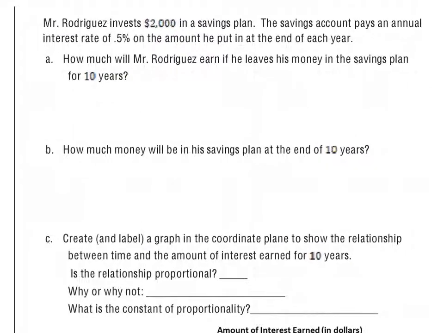And I'm going to kind of help guide you through this one a little bit more step by step. It says Mr. Rodriguez invests $2,000 in a savings plan. The savings account pays an annual interest rate of 0.5% on the amount he put in at the end of each year. How much will Mr. Rodriguez earn if he leaves his money in the savings plan for 10 years? So first one's just asking you to figure out what the interest will be after 10 years. You can go ahead and use your equation, solve that one, and then we'll check back in.